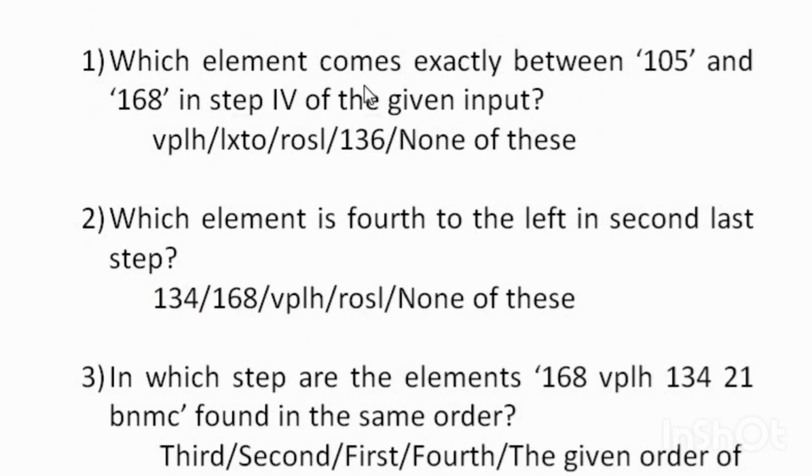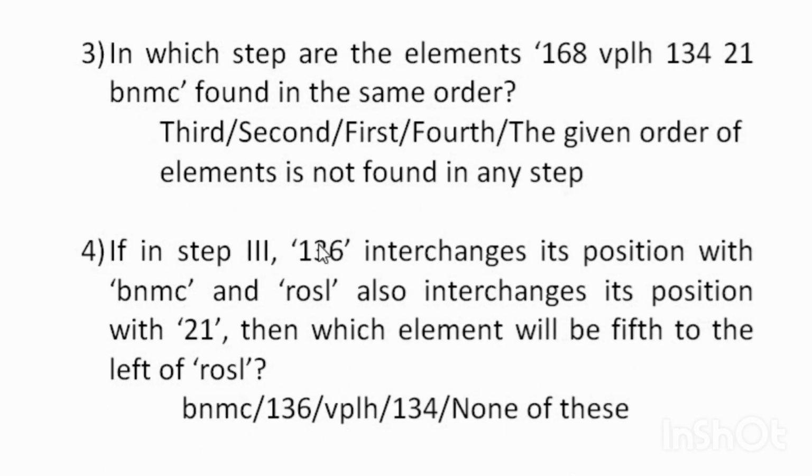Questions. First one: which element comes exactly between 105 and 168 in step 4 of the given input? Options VPLH, LXTO, ROSL, 136 and none of these. Second question: which element is fourth to the left in the second last step? Options 134, 168, VPLH, ROSL and none of these. Third question: in which step are the elements 168, VPLH, 134, 21, BNMC found in the same order? Options 3rd, 2nd, 1st, 4th, the given order of elements is not found in any step.